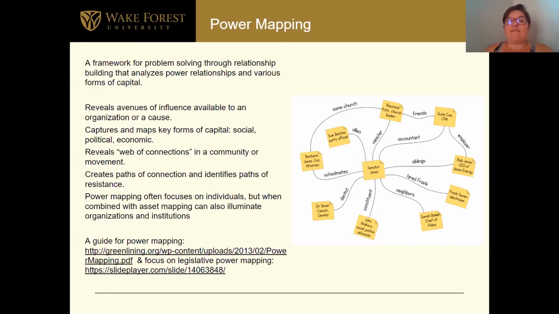So it reveals avenues of influence that are available to an organization or cause. It captures and maps key forms of capital like social, political, economic. Relational capital is sometimes mapped separately from social. It reveals webs of connections in a community or a movement.